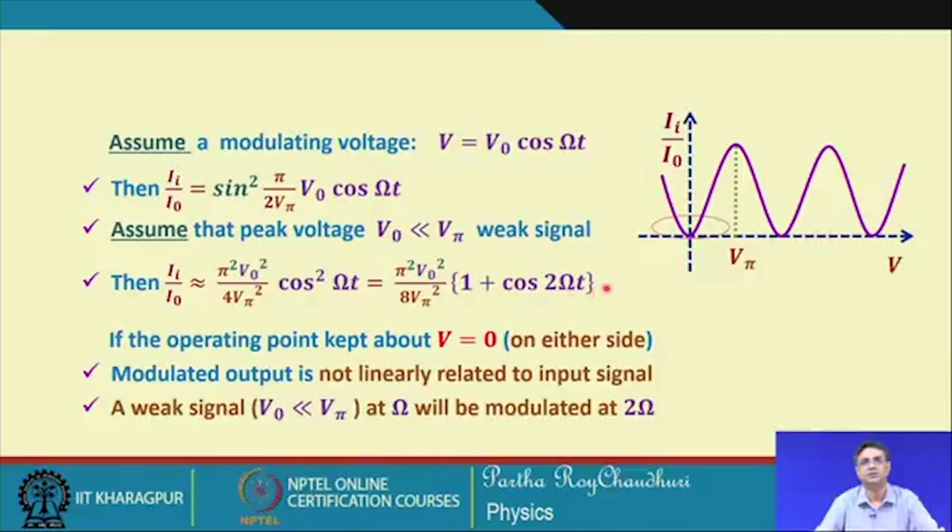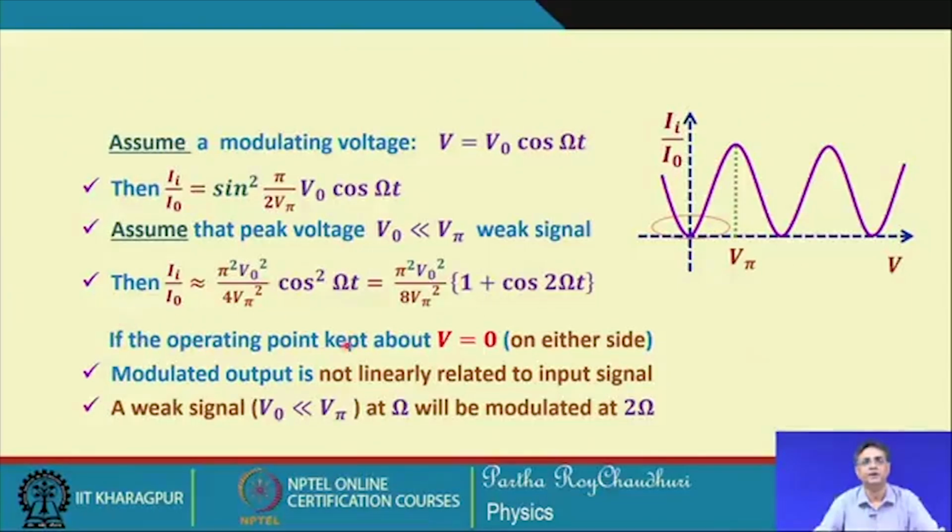As a result, you can write this equation because it is a cosine square of omega t. If I multiply and divide by 2, it can be written as 1 plus cosine 2 omega t. The notable part of this result is that through this transmission factor we find that the modulation is with a frequency which is double the input frequency, because you have given an input frequency omega, but you get an output which is twice omega.